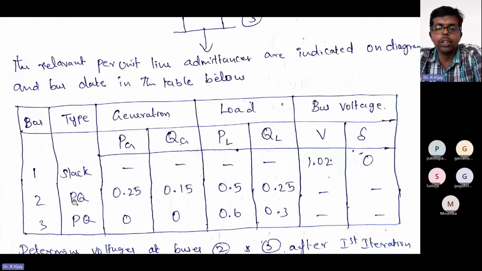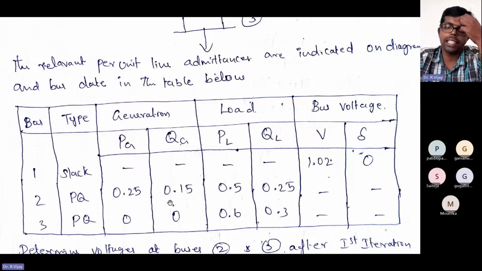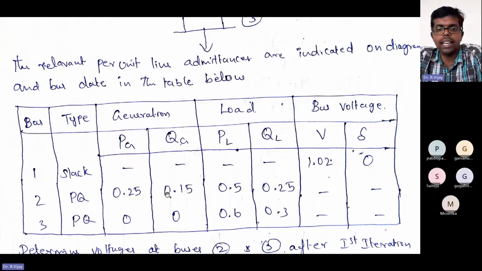Next, PQ bus. There are 2 PQ buses in this problem. The second bus is a PQ bus. In that PQ bus, P and Q are mentioned. On the generation side, real power 0.25 is mentioned, and QG, the reactive power at the generation side, is 0.15. Next is the load bus. In the load bus, real power is 0.5 and reactive power is 0.25. That is in the second bus. The voltage and phase angle values we need to calculate.